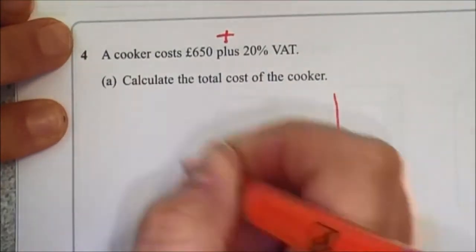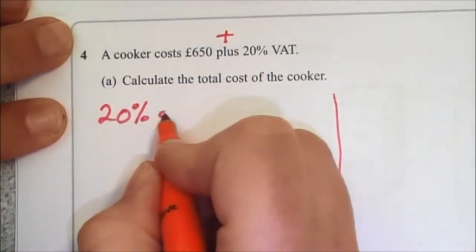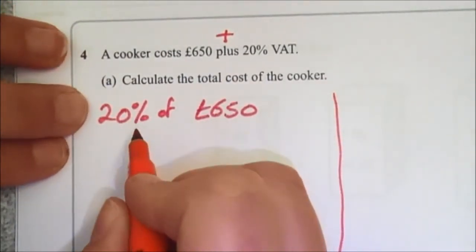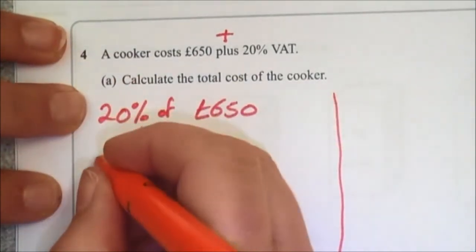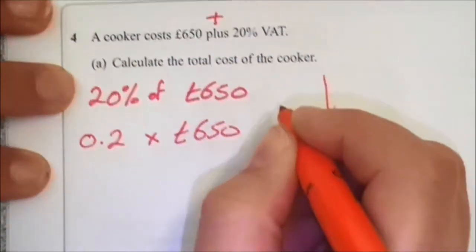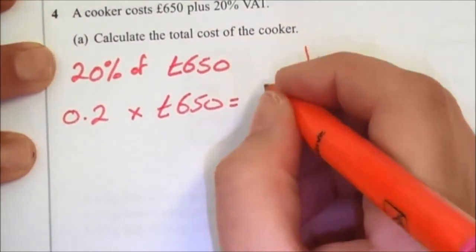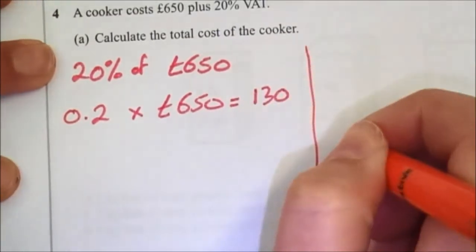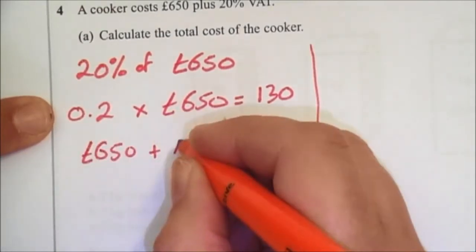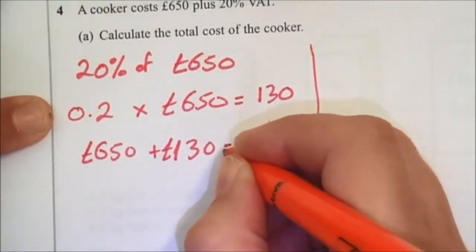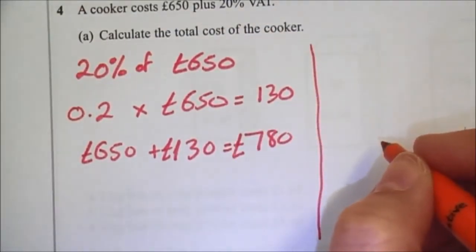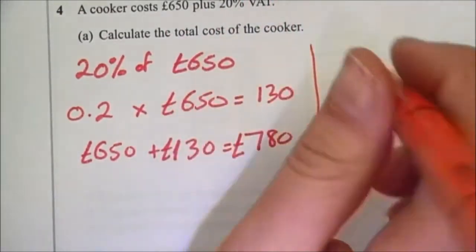So the first method is to find what 20% of £650 is. If it was a non-calc paper, you'd find 10% and then double it. But this is a calculator paper, so I know that that's going to be 0.2 times 650, which is going to give me 130. And because I know that's what 20% is, I can then do 650 add my 130, and that's going to give me my total cost of £780. So that's the first way of doing it.